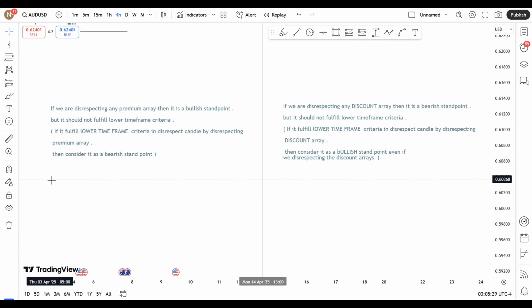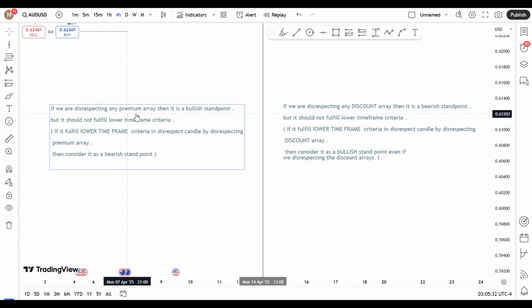So now let's talk about disrespect candle. If we are disrespecting any premium array, then it is a bullish standpoint, but that disrespect candle which is disrespecting the premium array should not fulfill the lower time frame criteria. But if that disrespect candle fulfills the lower time frame criteria, then that is not a disrespect candle. So we have to consider it as a bearish standpoint because it fulfills the lower time frame criteria. We cannot say that we are disrespecting that premium array because the lower time frame fulfilled that criteria, right? You need to understand this very precisely.